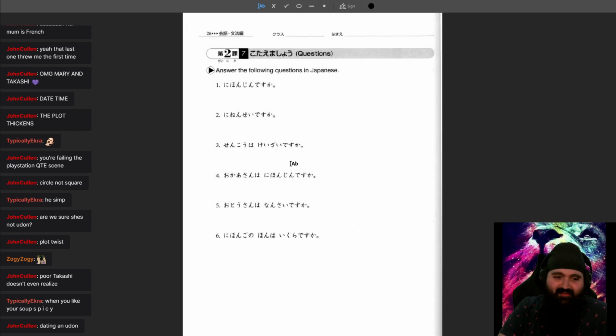Poor Takeshi doesn't even realize that he's dating an udon. Yeah. Thick buckwheat. No, is that soba? I keep forgetting. Anyway, he doesn't even realize. Let me put my sweet, sweet Celtic rock back on.